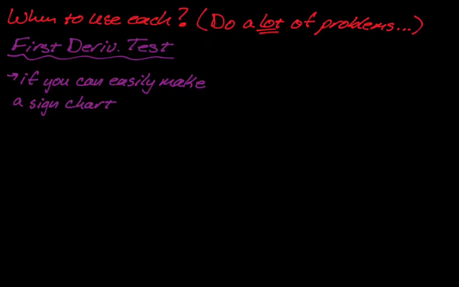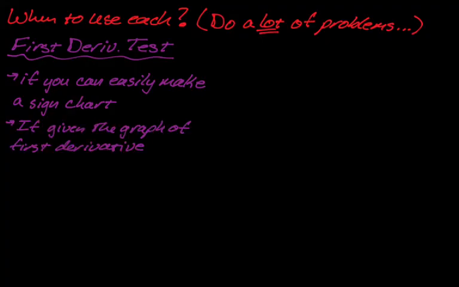So if you can easily make a sign chart for f prime, definitely use the first derivative test. There's no reason not to. So that's if you can easily do that. Sometimes you can't, or sometimes you don't have enough information. But if you can easily do it, definitely do it. If you're given a graph of the first derivative, which is by far the most common type of graph you will be given, you can use that as a visual representation of a sign chart, right? Anywhere f prime is positive, your sign chart would just have pluses. And anywhere your first derivative is negative, your sign chart would just have negatives. So it's actually a picture of a sign chart. So that's where you're going to use the first derivative test for sure.